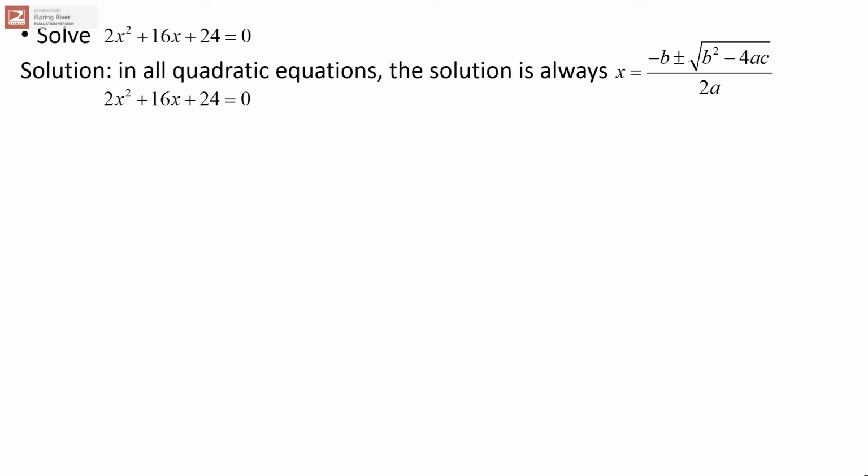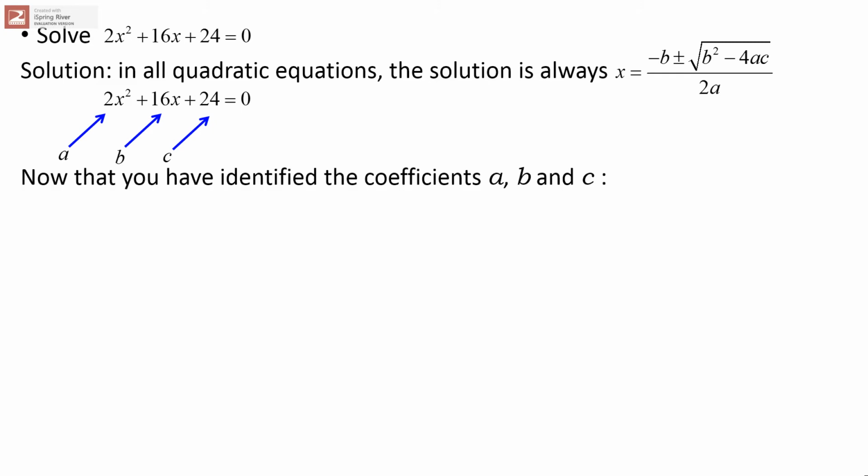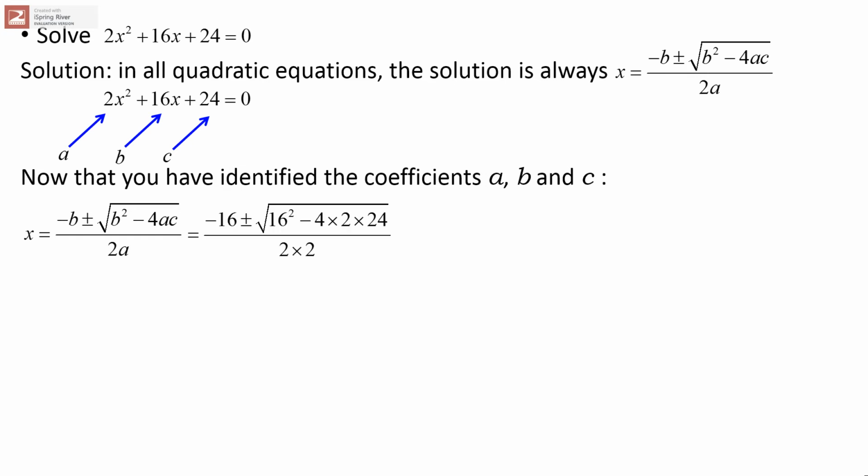We're now going to identify each of these variables. a is always the coefficient that multiplies the variable raised to the second power. b is always the coefficient that multiplies the x, and c is always the constant in the equation. Now that we know their values, we're going to plug them into the quadratic formula.